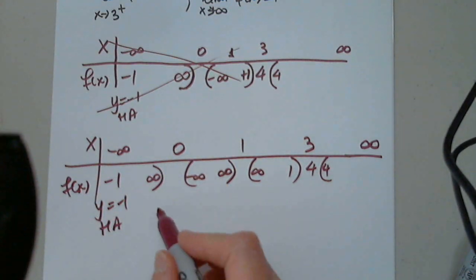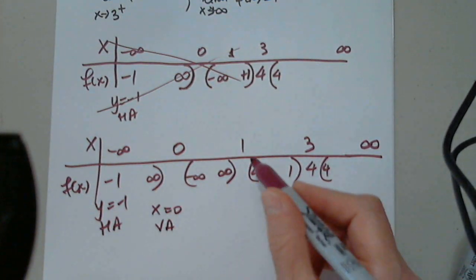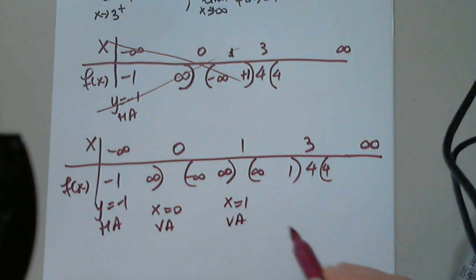Good, so clearly here x equals 0 is a VA. Clearly here x equals 1 is a VA. And here is some situation.